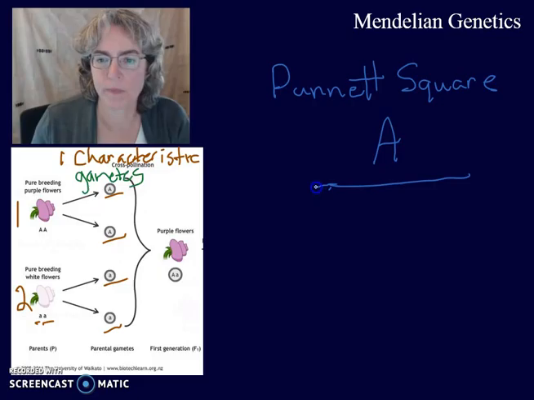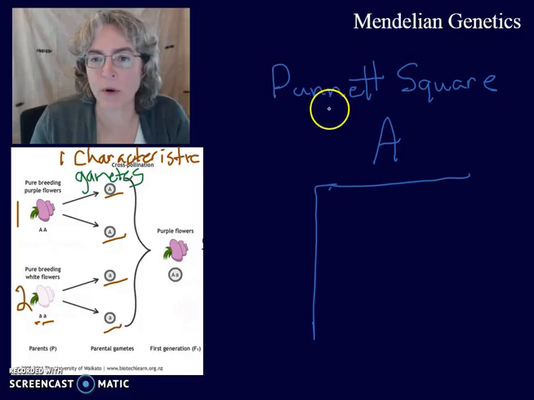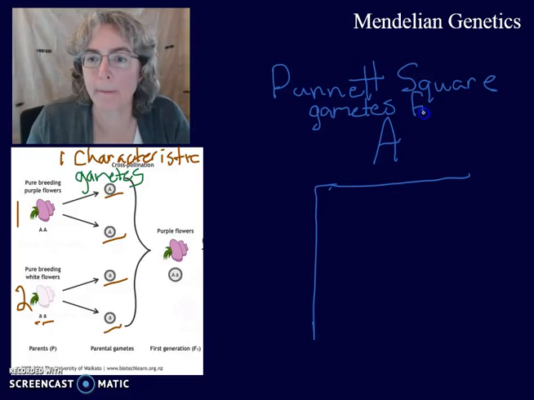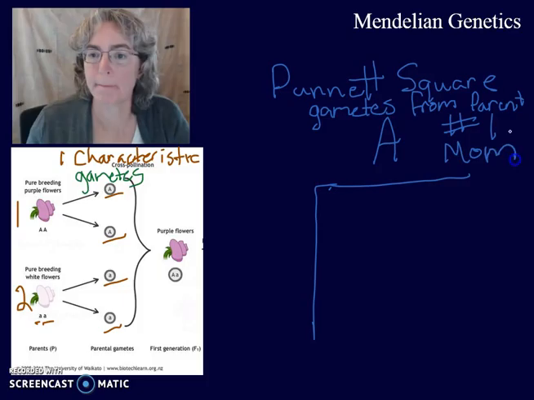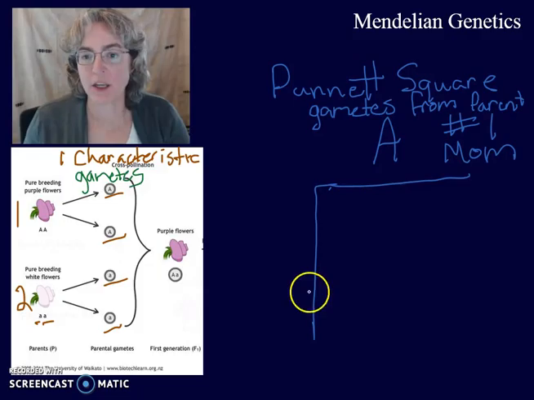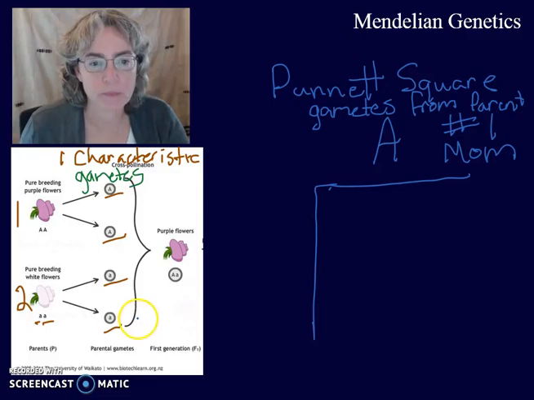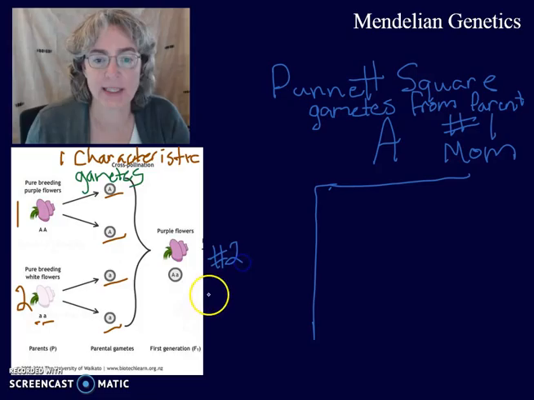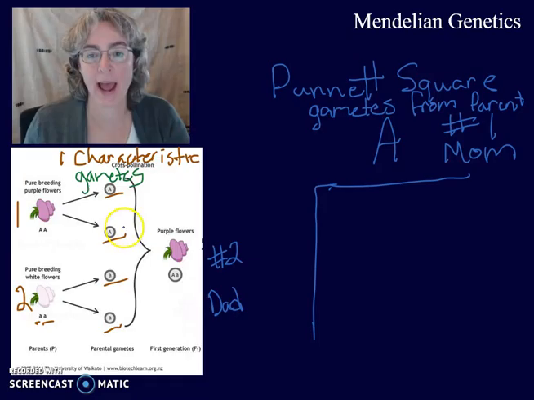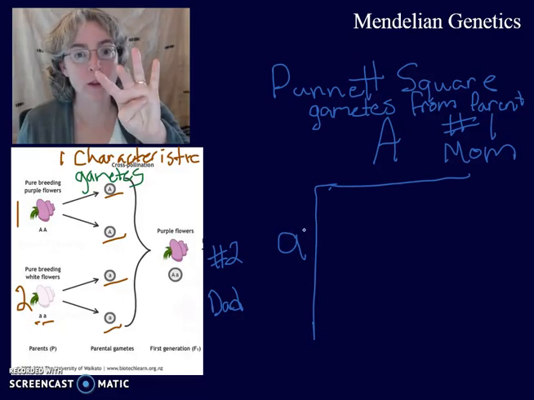On one axis of our table are going to be all the possible gametes from parent number one. Let's say this is mom. That's on the x-axis. On the y-axis, we are going to have all the gametes possible from parent number two. Let's say this is from dad. And the only types of gametes you're going to have are A. Remember, there's going to be four gametes, but all of them are going to be the same.